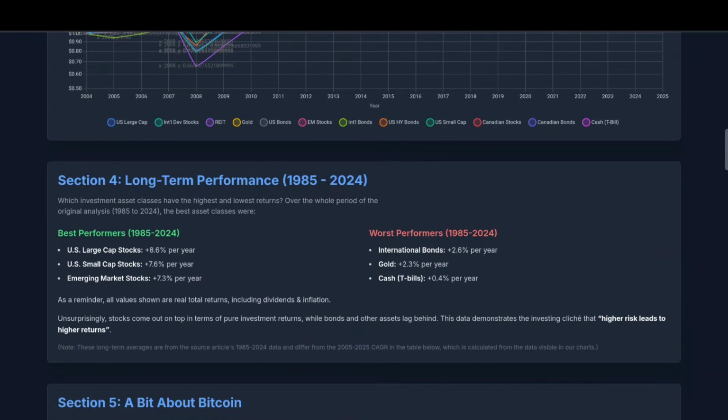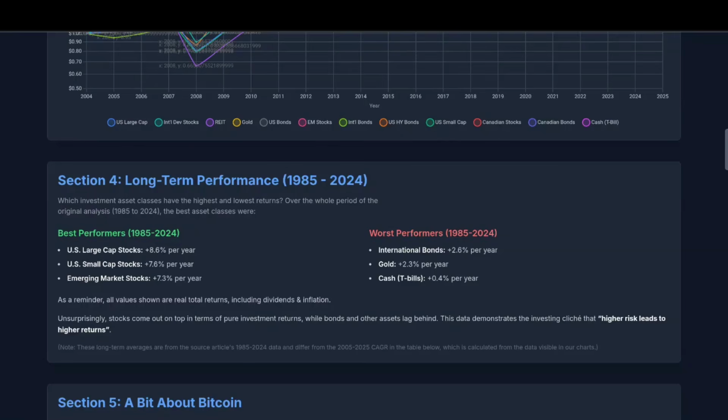So if we were to look at this from a long-term performance perspective, and again, I've gone even further back now, 1985 to 2024, which investment asset classes have had the highest and lowest returns over that whole period of the original analysis? So the best performers were US large cap stocks at 8.6% per year. I don't think there was any great surprise in that. US small cap stocks at 7.6% per year. What surprised me personally was emerging markets. They did 7.3% per year, which is actually more than I anticipated.